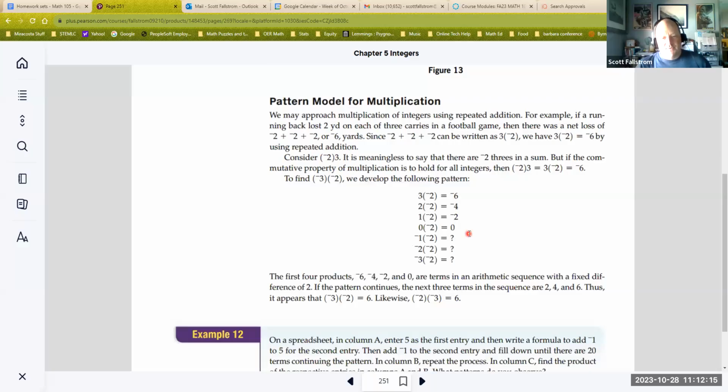Lastly, they have the pattern approach for multiplication. And the pattern approach for multiplication is going to turn something into an arithmetic sequence. So when they start doing multiplication, you can see them doing 3 times -2, they get -6. 2 times -2, you get -4. 1 times -2, you get -2. So what they're doing is, if I was struggling to find -2 times -3, I might use this approach, but I'd start with something the student knows.